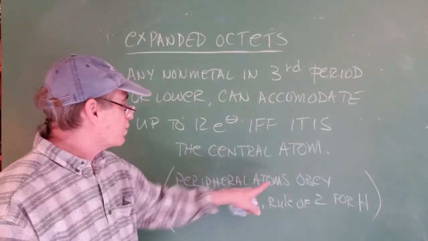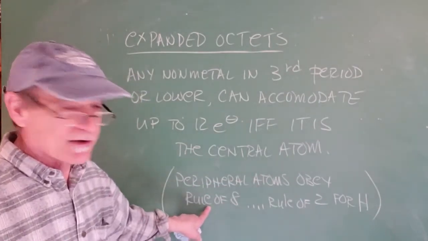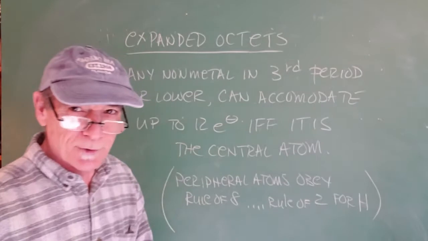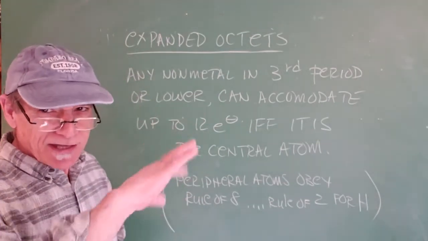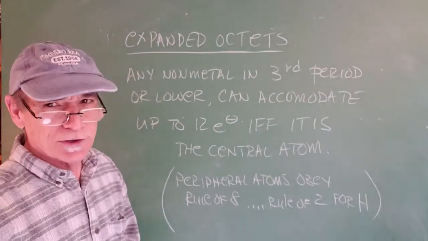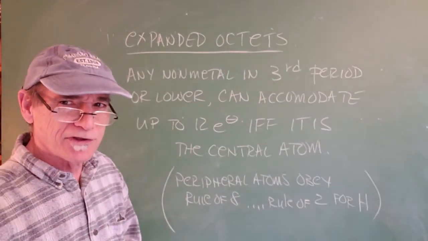The peripheral atoms always obey the rule of 8. And if it's a hydrogen, that's the rule of 2, remember. But again, no expanded octets on the outside, guys. Only the inside one. All right, well, let's do a couple examples of this.